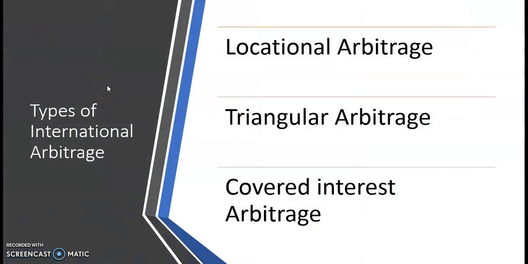As earlier described in my slides and the video, there are three types of arbitrage that an arbitrager can gain. The first is locational arbitrage, the second is triangular arbitrage, and the third is covered interest arbitrage. We learned about locational arbitrage in a previous video, and today we will be learning the next level arbitrage, which is called triangular arbitrage.